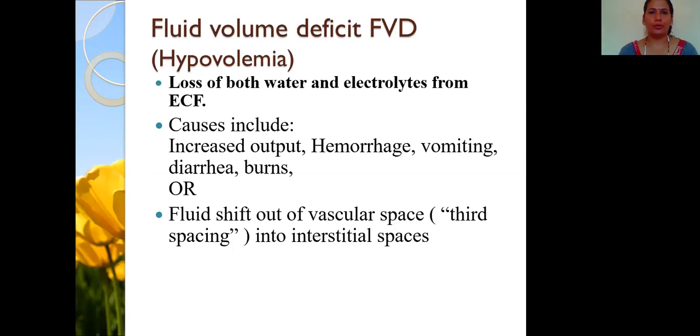Okay, let's go through the fluid volume deficit. Fluid volume deficit means the amount of fluid is less. Okay, first of all, hypovolemia. The loss of both water and electrolyte from the extracellular fluid is called hypovolemia, and its causes include increased output, hemorrhage, vomiting, diarrhea, and burns, or fluid shift out of the vascular space, that is third spacing, into the interstitial space. This can also cause hypovolemia.